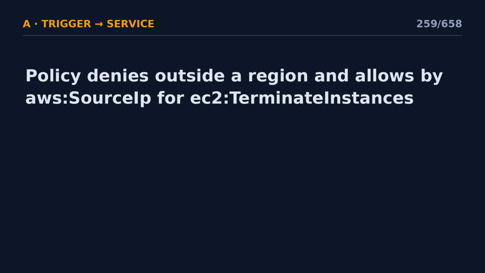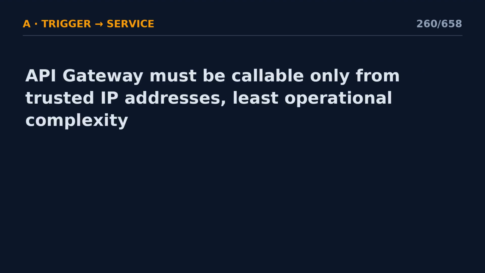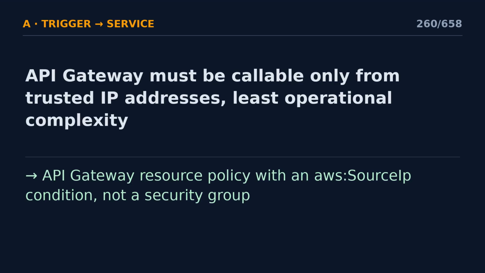Policy denies outside a region and allows by AWS source IP for EC2 terminate instances? Answer: termination is allowed only in US West 1 and only from the permitted source IP. API gateway must be callable only from trusted IP addresses, least operational complexity. Answer: API gateway resource policy with an AWS source IP condition, not a security group.